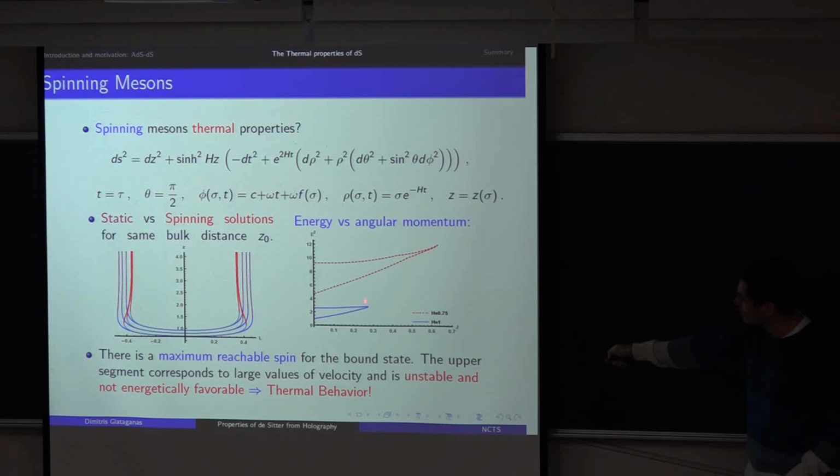And you can see here that indeed there are two solutions for the same angular momentum. That means that as you increase the angular momentum for the rotation, there is a maximum angular momentum that is here, and then the bound state dissociates. So this is again a hint about the thermal behavior of the QQ bar bound state.